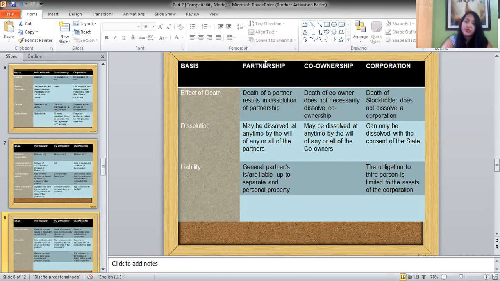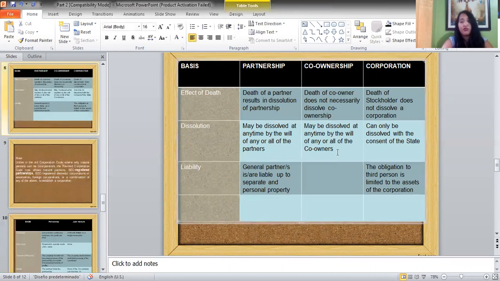And dissolution. Dito tayo, basis dissolution. How is a partnership dissolved, di ba? May be dissolved at any time by the will of any or all of the partners. Kahit anong oras nilang gusto, pwede nilang i-dissolve. Kung di na sila nag-agree, ayoko na sa'yo, pwede nilang gawin yun. Co-ownership may be dissolved at any time as well by the will of any or all of the co-owners, sorry.